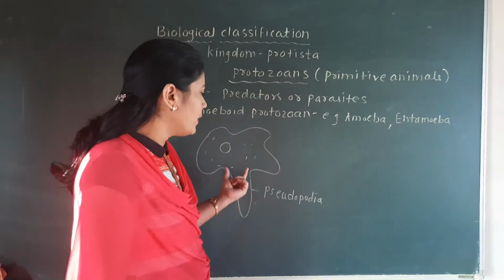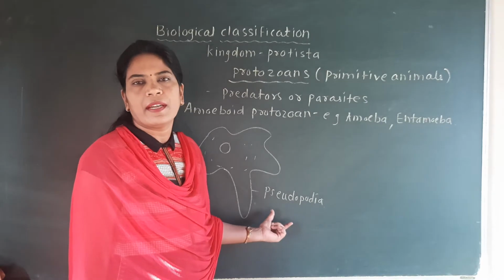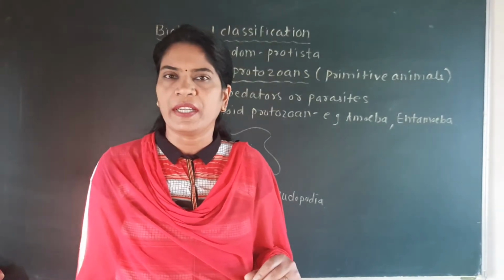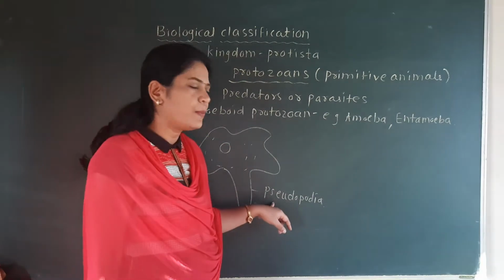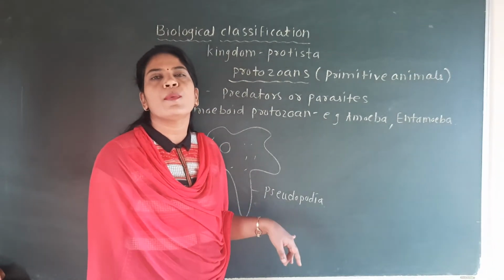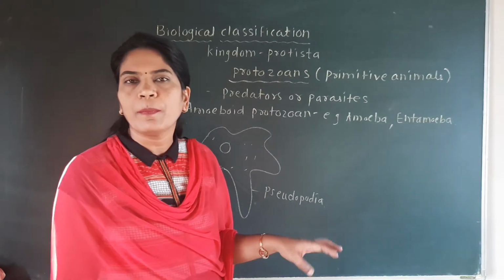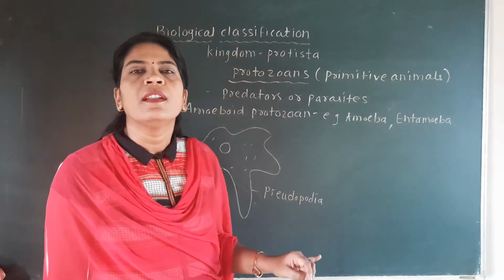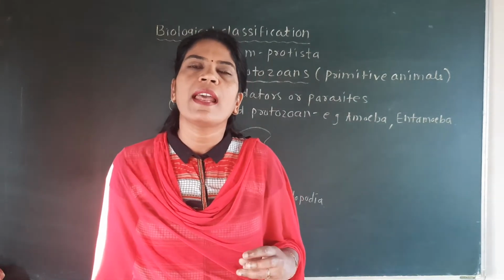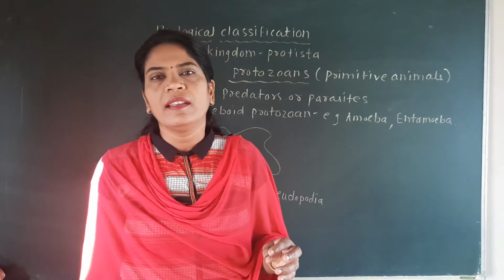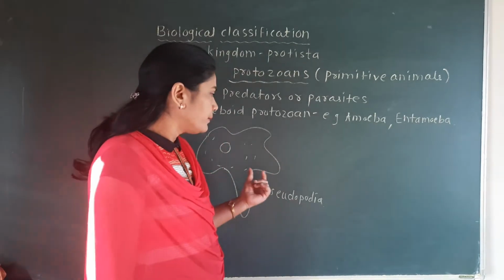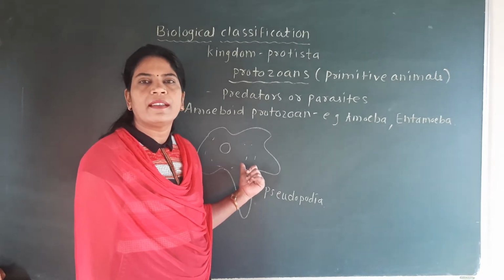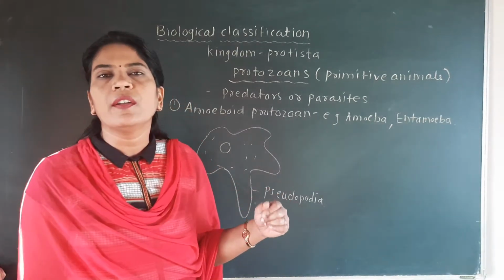The amoeba acts as a predator because of the pseudopodia, which are called false feet. The pseudopodia are called false feet because they are temporary projections of the amoeba. They are not permanent, and with the help of the pseudopodia they capture their food. So pseudopodia are the temporary feet of the amoeba. This is an example of a predator, that means it captures prey and fulfills its food requirement.